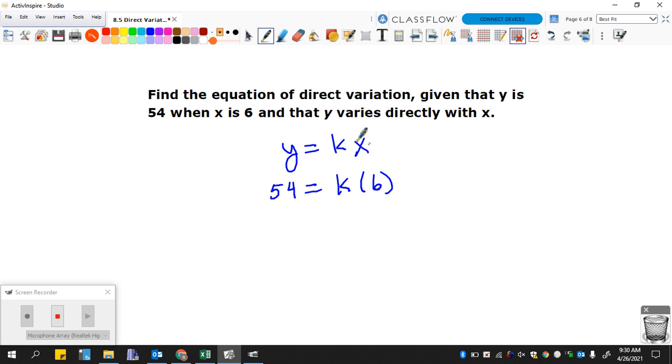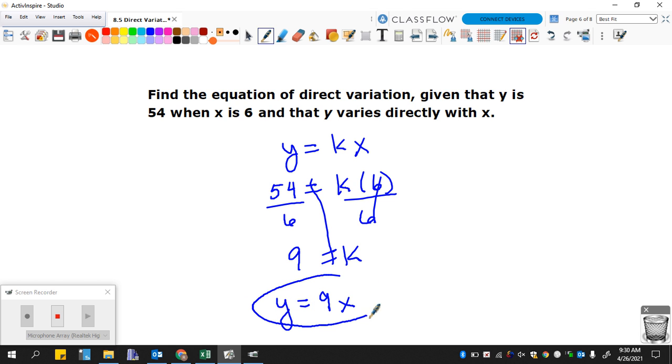We don't know what k is. But to figure this out, all we're going to do is divide by 6, divide by 6. 54 divided by 6 is 9, so 9 is equal to k. Now that we have that, the equation of direct variation is y = 9x. This is our answer right here. And we had to do this up here to figure out what k is.